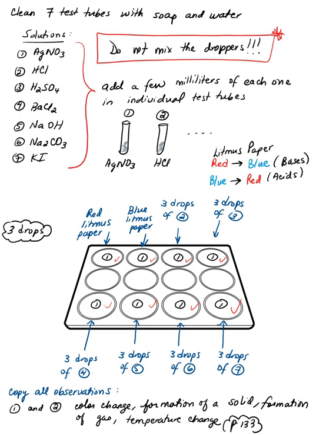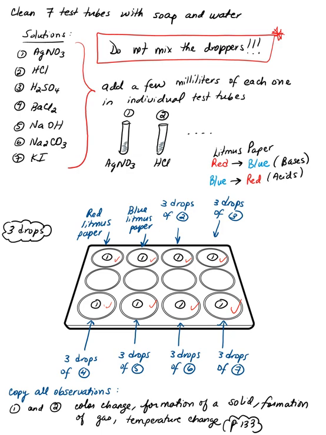There's a table in page 133 where you can find the specific spot for your mixture, silver nitrate with hydrochloric acid. So in that spot, you can be writing down your observations. Then in the next spot, remember, your 3 drops of your silver nitrate are here on the spot. And now you're adding 3 drops of sulfuric acid.